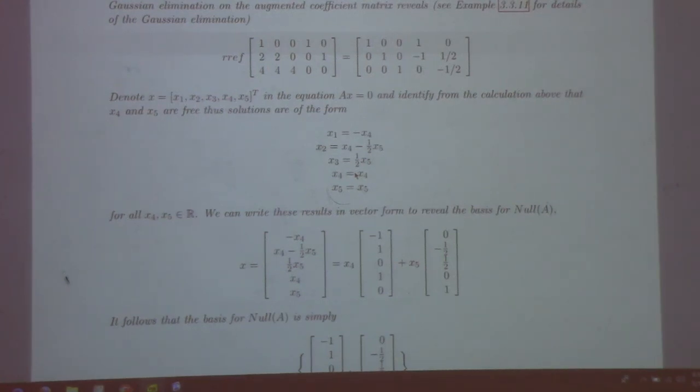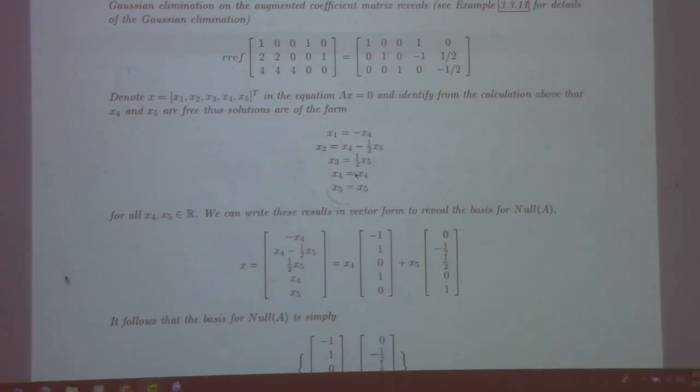What's the dimension of the null space? 3. And the dimension of the column space? 2. What is 3 plus 2? 5. But what else is it here? The number of what? Number of columns, yeah.